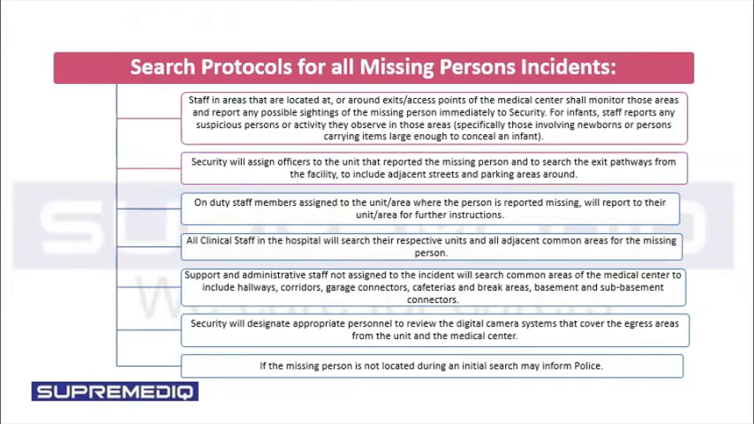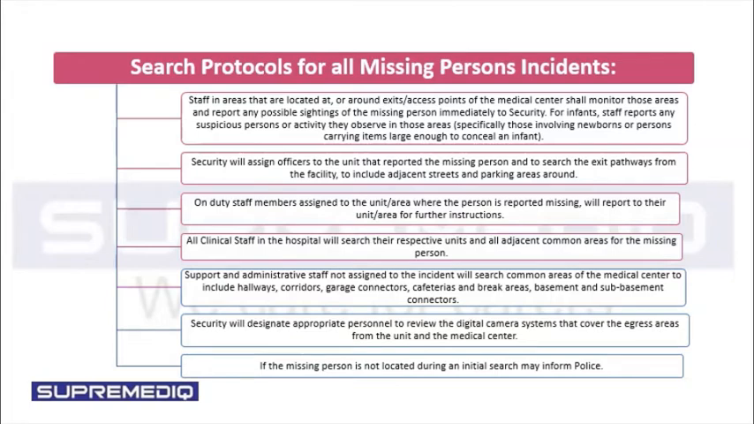Security will assign officers to the unit that reported the missing person and to search the exit pathways from the facility, to include adjacent streets and parking areas around it. On-duty staff members assigned to the unit or area where the person is reported missing will report to their unit or area for further instructions. All clinical staff in the hospital will search their respective units and all adjacent common areas for the missing person.